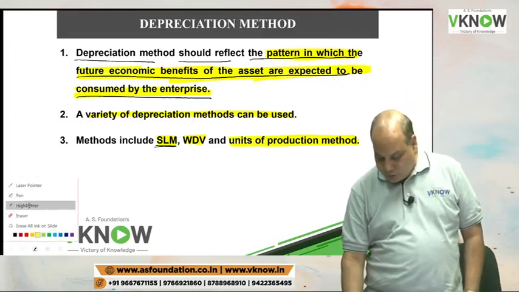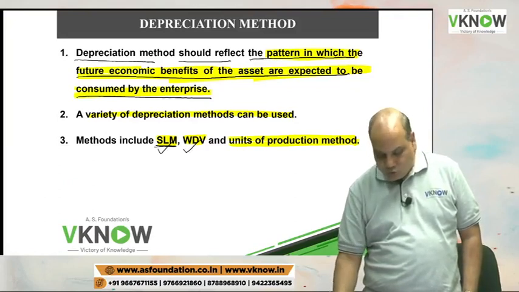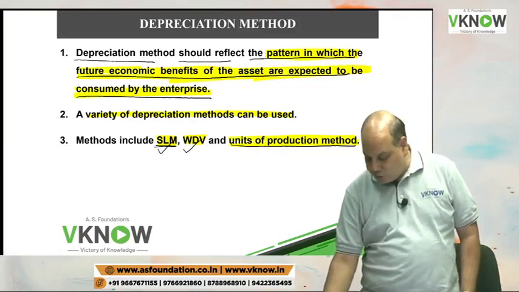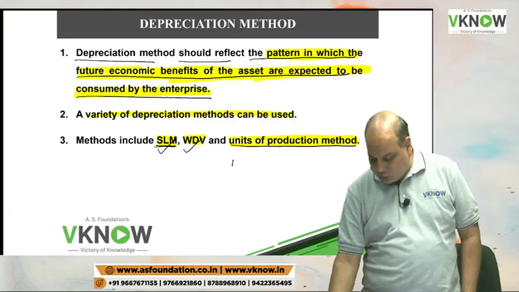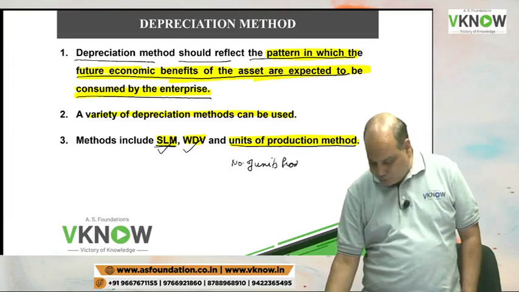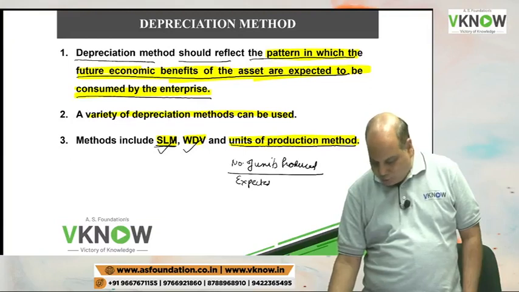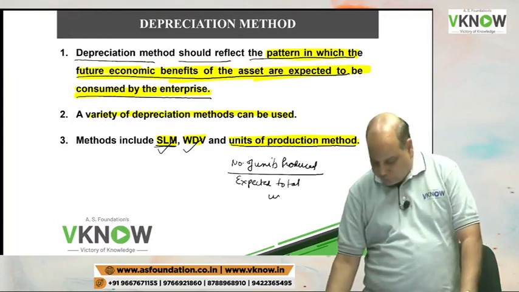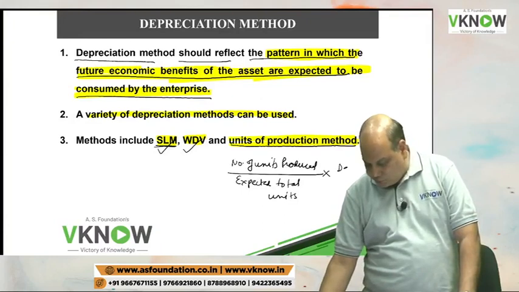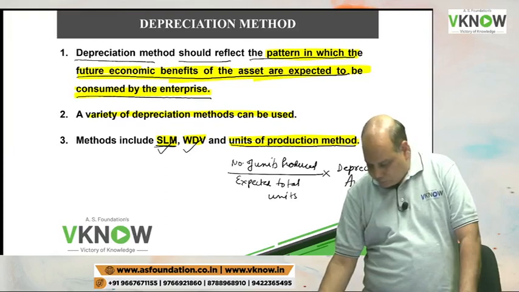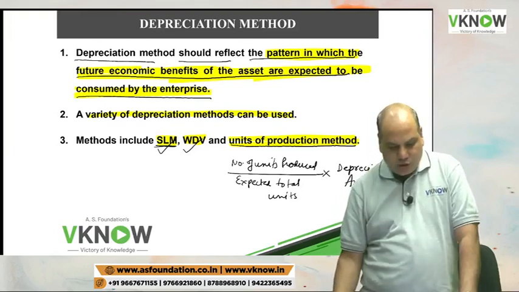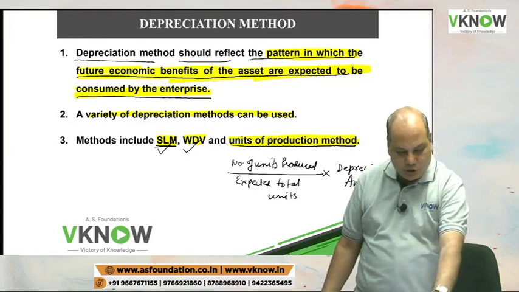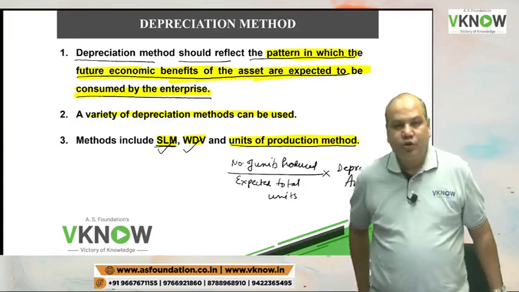In 11th and 12th standard, they teach you SLM, they teach you WDV. What is unit of production? Unit of production means number of units produced divided by expected total units into depreciable amount. Proportionately. The answer is proportionately.